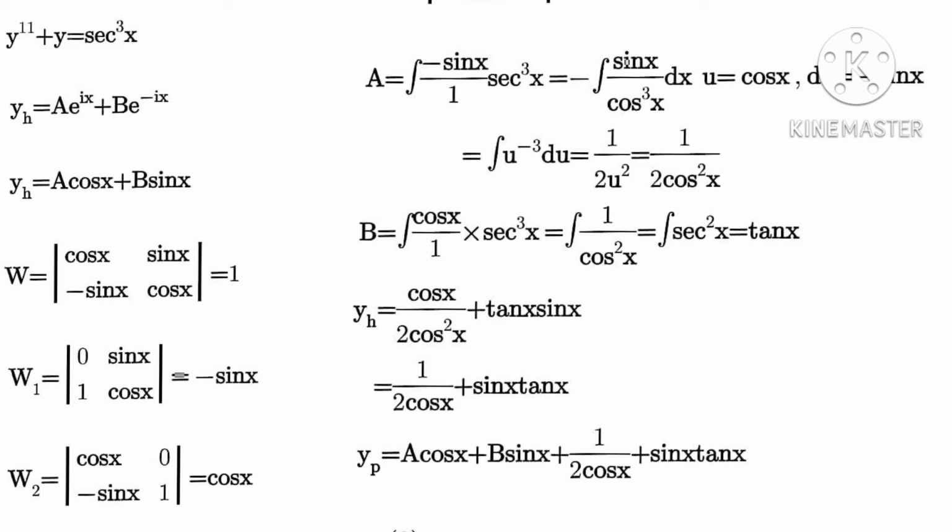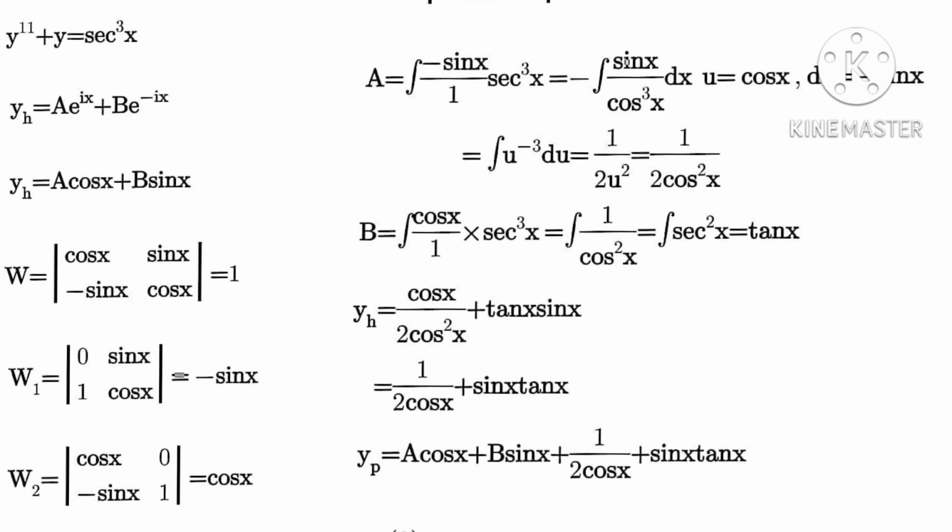Now our a is given as integral of minus sin x over w, and our w is given as 1, times sec cube x. Don't forget that sec cube x can still be written as 1 over cos cube x. Then we have it to be sin x over cos cube x. Then we solve by u substitution by saying u equals to cos x. Then our final solution is 1 over 2 cos squared x.